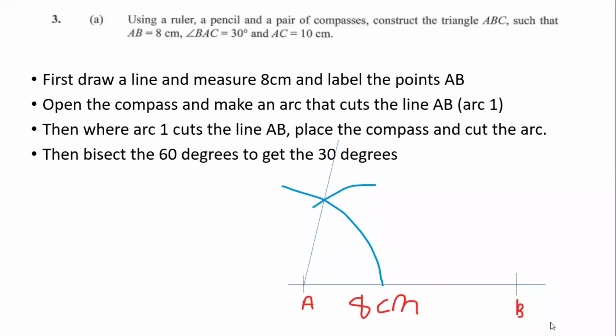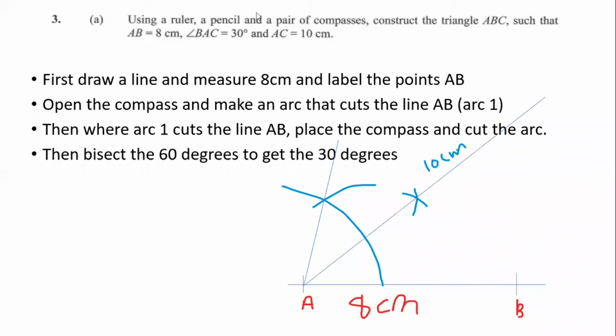We use the intersection where the first arc cuts AB, and where arc 1 and arc 2 intersect, to get our points in the middle. And where we get our point in the middle, this is now our 30 degrees angle. So we constructed our 60 degrees, and we bisect it to get our 30 degrees angle.